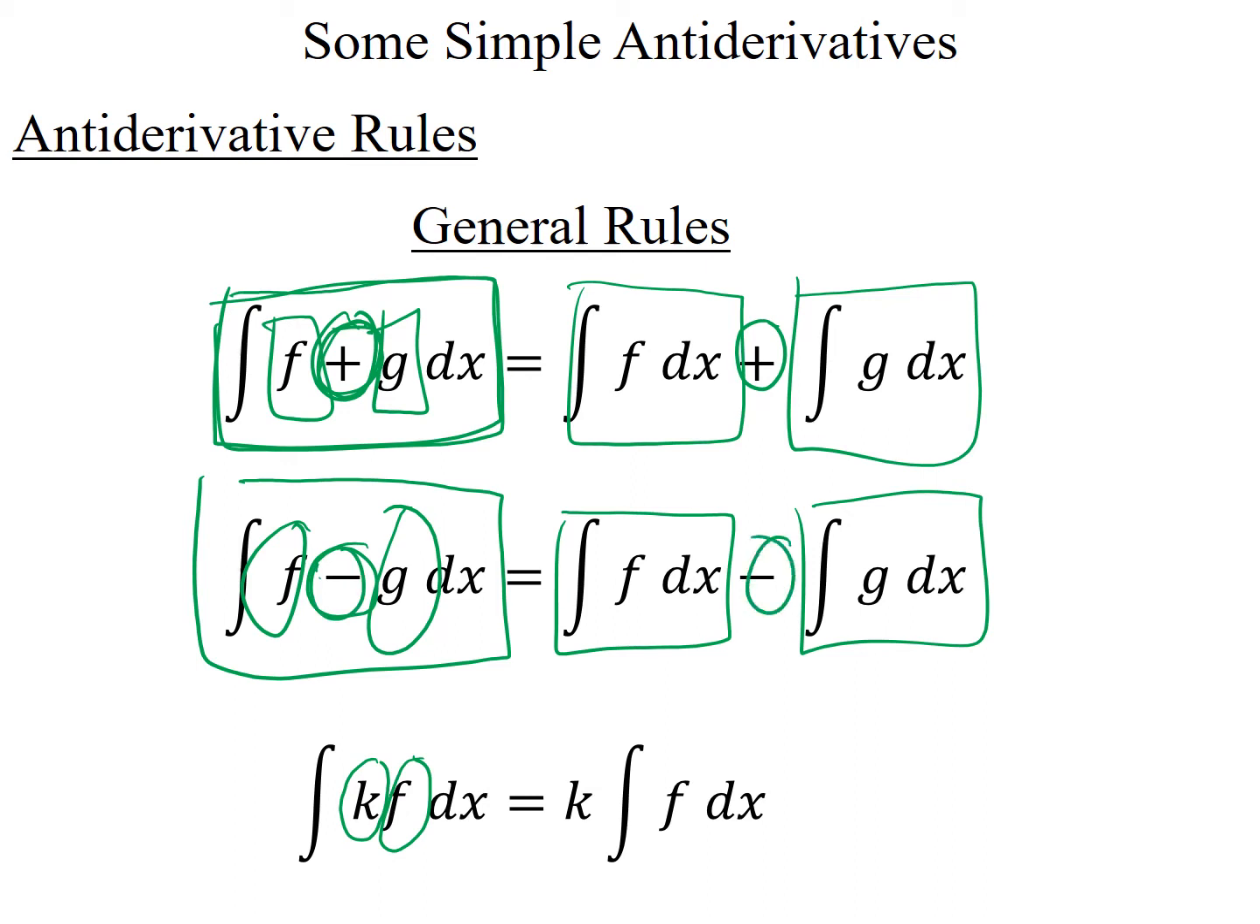Okay, so one more time, let's go over those two. If you find the antiderivative of a sum, what do you do? Take the antiderivative of each piece separately. What if you're taking the antiderivative and there's subtraction going on? Take the antiderivative of each piece separately.